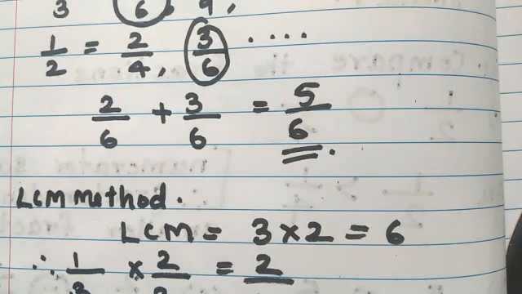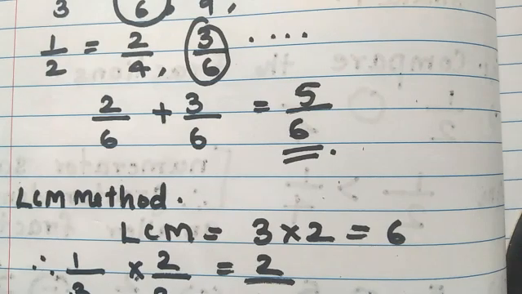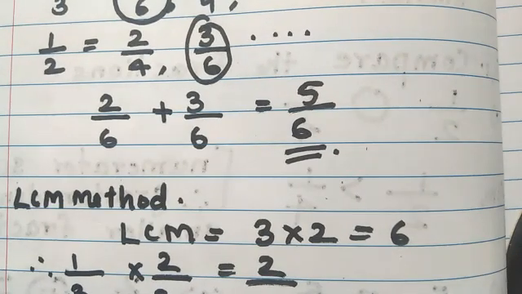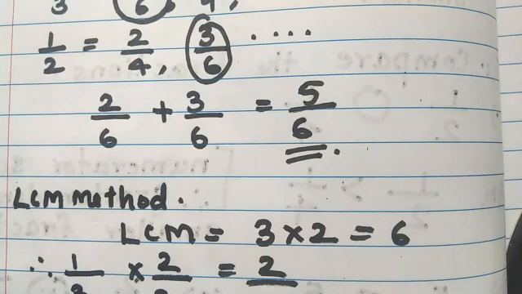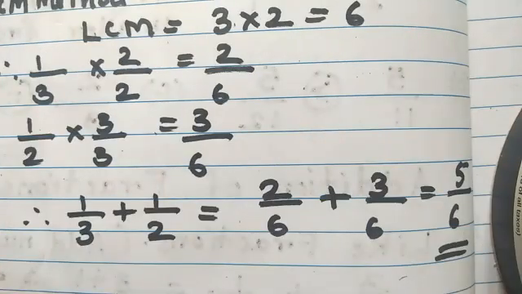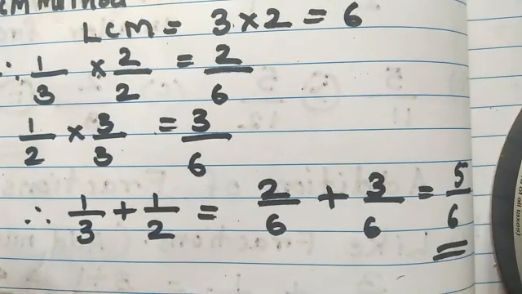Second method, by LCM method. Here which are the denominators? 3 and 2. So their LCM is 3 into 2, 6. So we will have to change the denominator to 6. The same problem we will do using LCM.